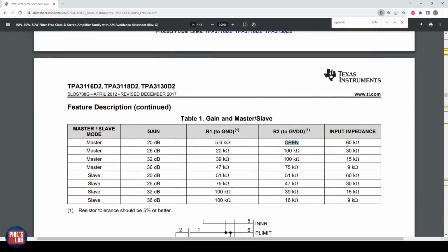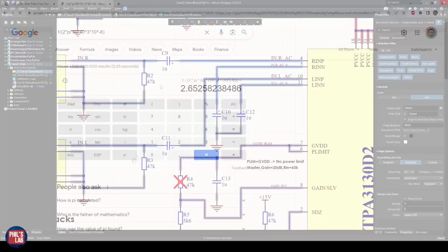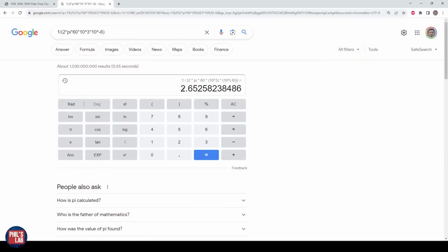What you might have already noticed is also the last column of this table tells us about the input impedance of the audio inputs, and this depends on what gain you use. So the lowest gain, 20 dB, gives you an input impedance of 60 kilo ohms. Because of our AC coupling, the input impedance along with these AC coupling capacitors will determine the low cutoff frequency of our high-pass filter. Therefore, using 1/2 pi RC, we get a corner frequency of about 2.7 Hz.